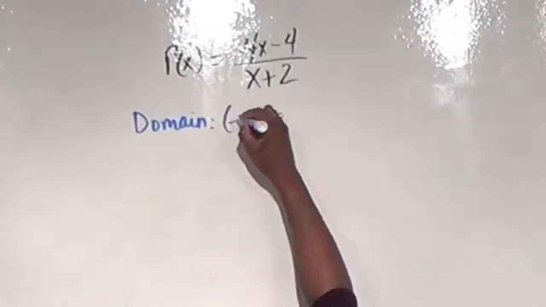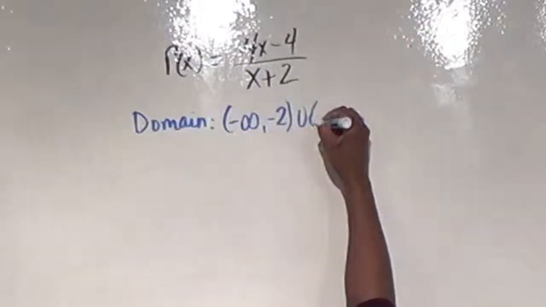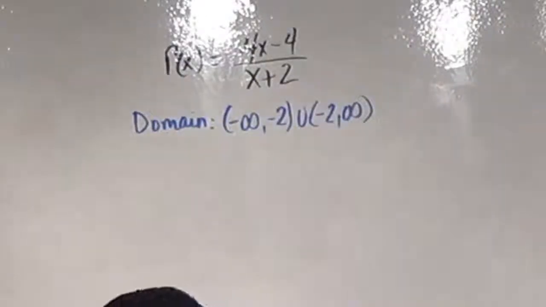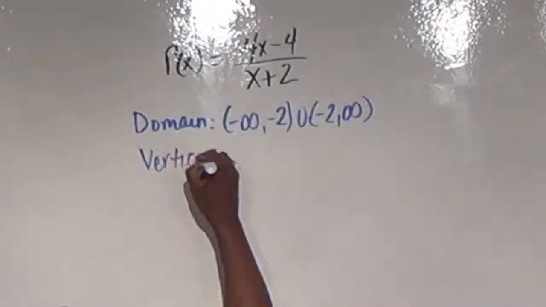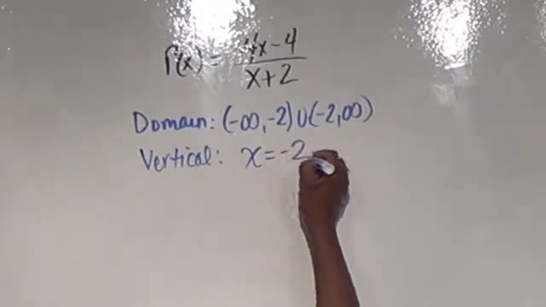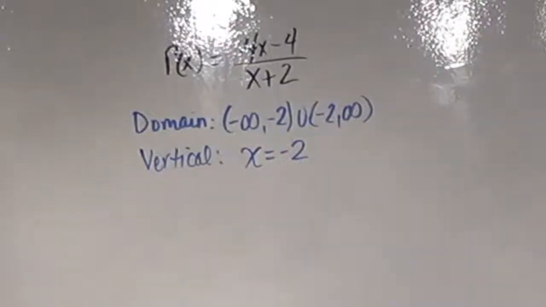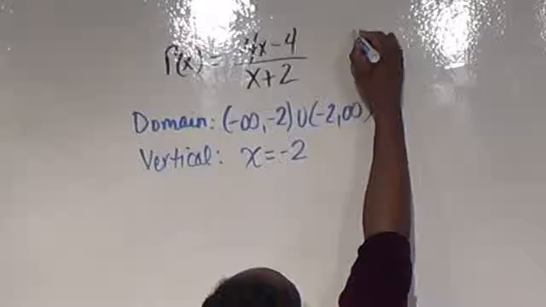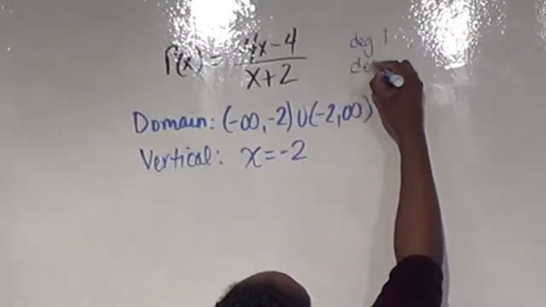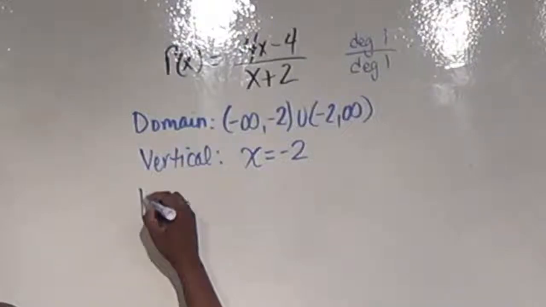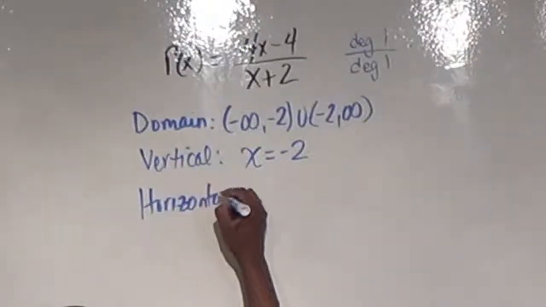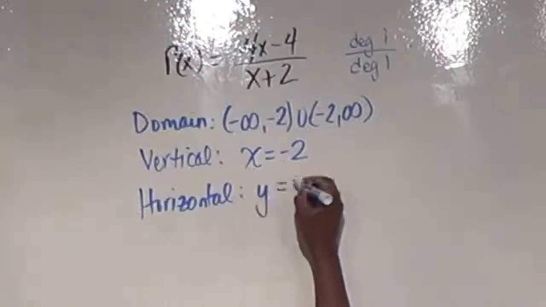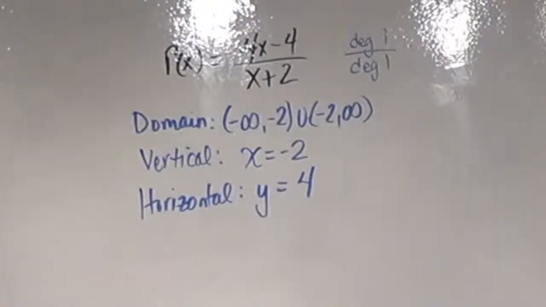In this case, the x plus 2 tells me that negative 2 is the only point I can't have in my function. From there, we know that our vertical asymptote is going to be at x equals negative 2. Again, that's the one place the function is undefined. Looking at our degrees, degree on the top is 1, degree on the bottom is 1. So this tells me we have a horizontal asymptote at y equals 4. Since they're the same, we pull off the leading coefficients.